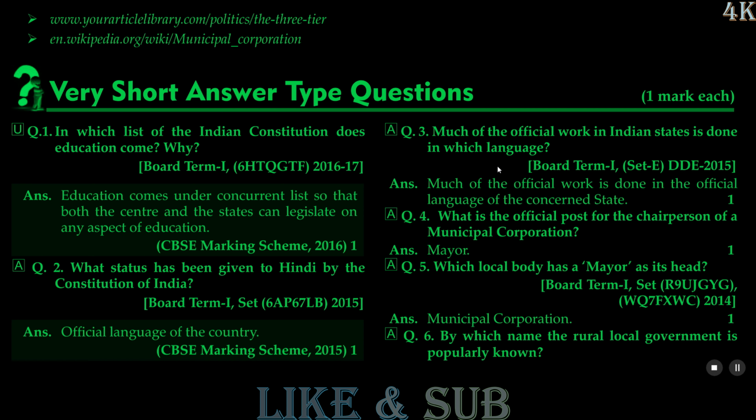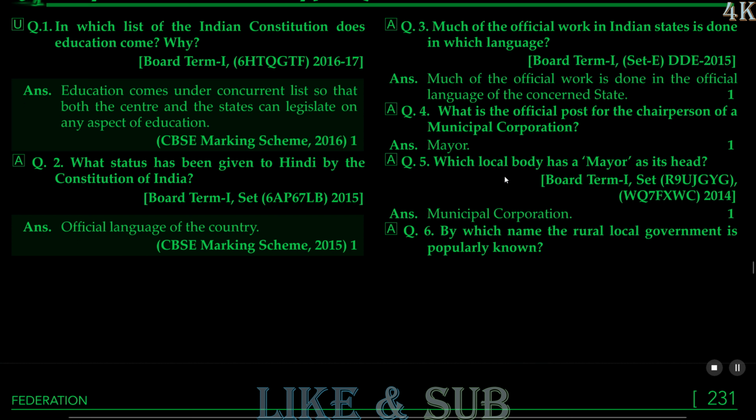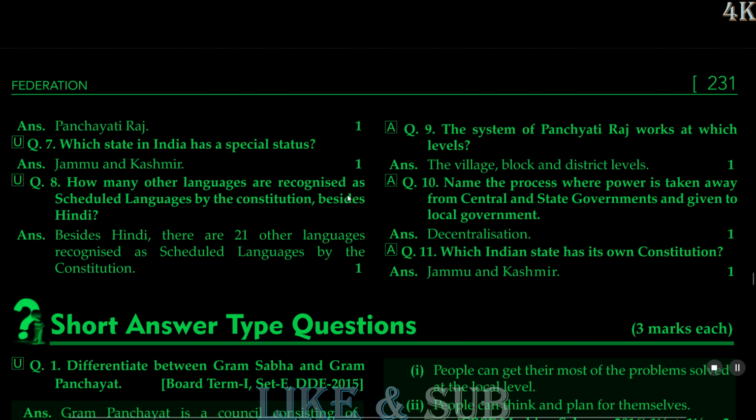4. What is the official post for the chairperson of a municipal corporation? Answer: Mayor. 1. 5. Which local body has a mayor as its head? Board Term I. Answer: Municipal Corporation. 2014. 1. 6. By which name is the rural local government popularly known? Panchayati Raj.